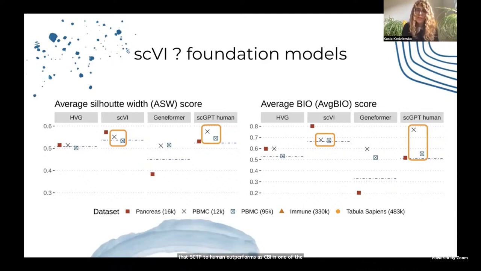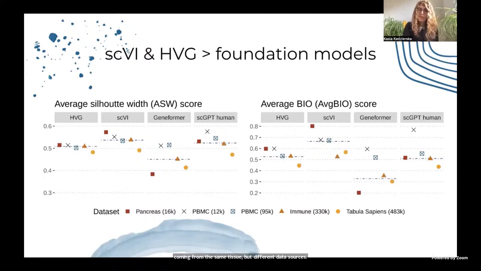And also what we can notice is the spread of the values. scVI is quite concise within the values, and scGPT has quite a big spread of those values for PBMC datasets, suggesting that it's somewhat unreliable for datasets coming from the same tissue, but different data sources. The more complex datasets also largely follow the medians, and generally what we can see here is that scVI and highly variable genes outperform foundation models in cell type separation.